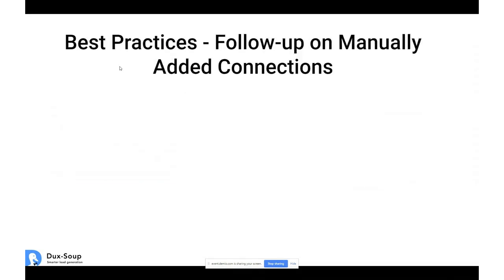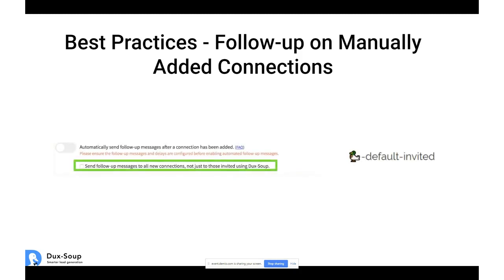So now, following up on manually added connections. You will doubtless want to carry out manual activities insofar as you will stumble across contacts in LinkedIn that you do want to connect with manually. With Duck Soup Turbo, you can put manually added connections into your automated process by telling Duck Soup to auto-engage with these profiles. You can enable this again through the Duck Soup options. This is where it is here. And that would then automatically put the default invited tag.